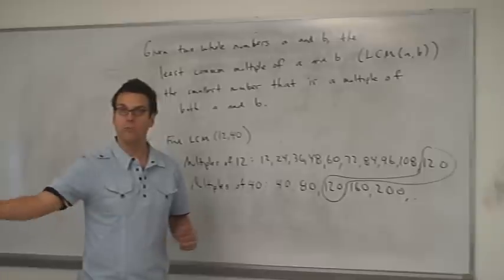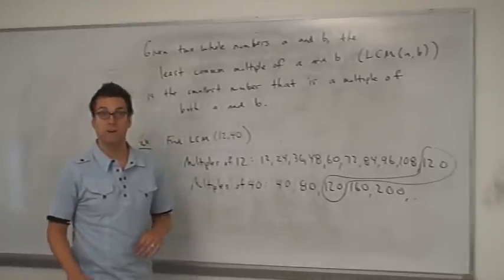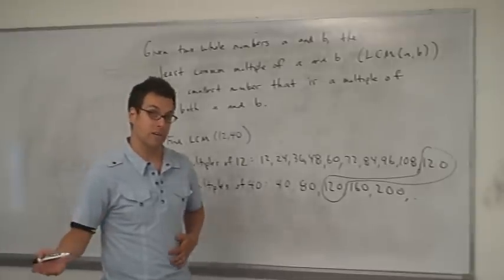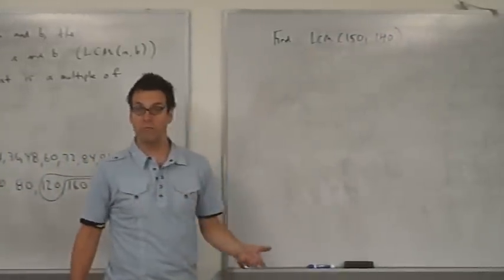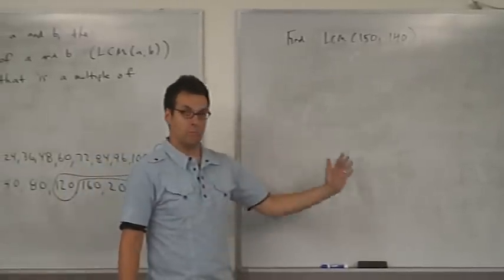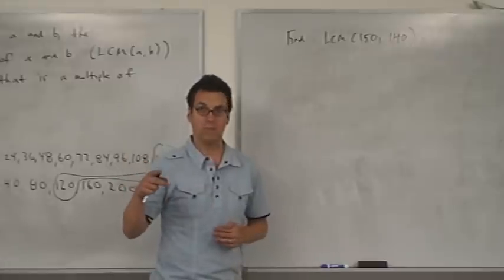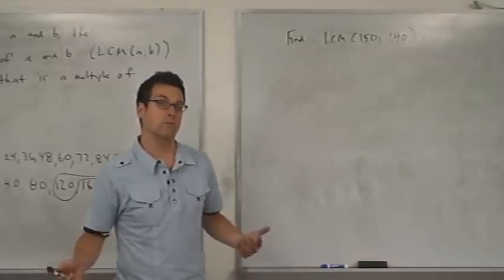We'd be writing out multiples all day long, and it turns out that, as with GCFs, there is a much more efficient way of solving these problems using prime factorizations. So suppose we wanted to find the least common multiple of 150 and 140. Now again, by our previous technique, we would have to write out multiples of 150 and write out multiples of 140 until we got one that was in both lists. If we use prime factorizations, however, we'll be able to greatly reduce our work.